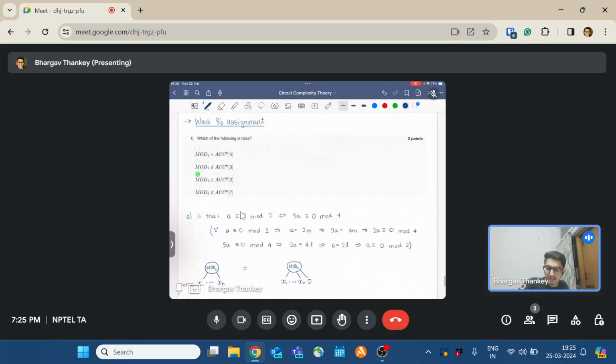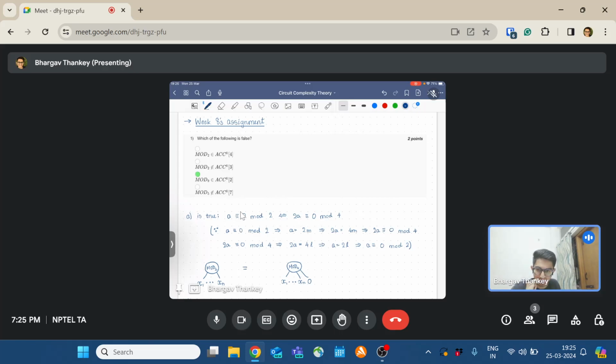Okay, so C says that mod 9 is an AC0[2]. If this is false, then what should be true is mod 9 is not an AC0[2]. We would want to use the Razborov-Smolensky theorem. However, that theorem only works when p and q are both primes, right? Over here, however, 9 is not a prime. So how can we show this?